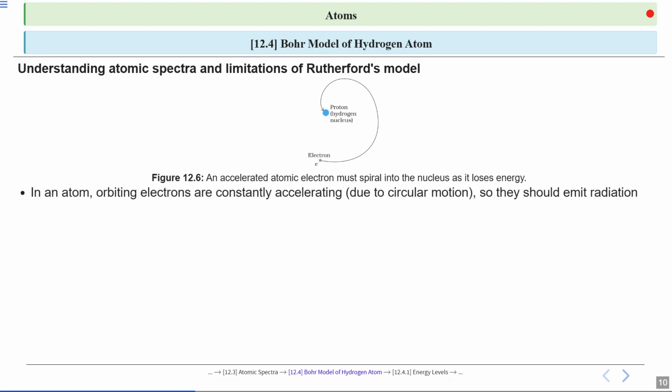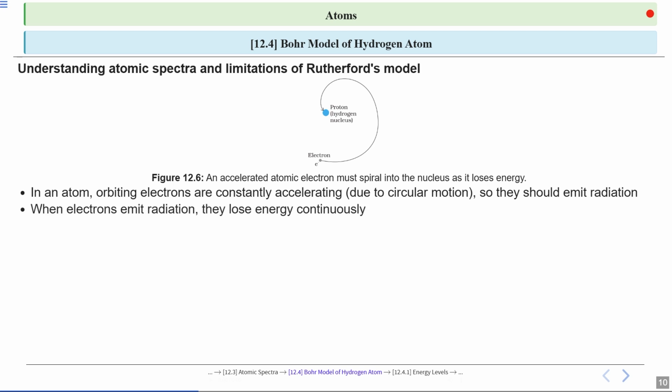So in an atom, electrons are constantly moving in circles around the nucleus, which means they are always accelerating. Because they are charged, this acceleration should cause them to emit energy as electromagnetic radiation, just like an antenna emits radio waves when electrons move back and forth.